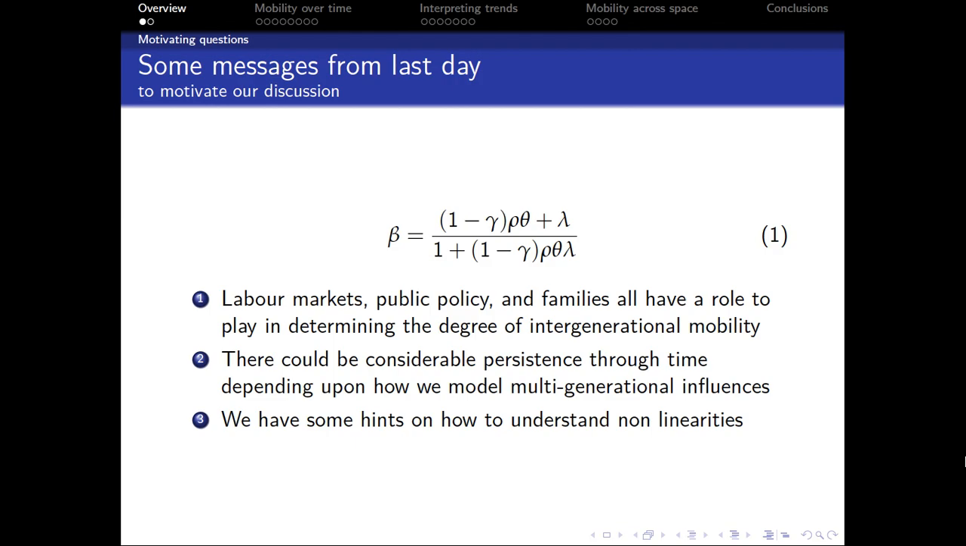And I've hinted in a previous lecture on some results that suggest that beta may be highly nonlinear, much more sticky at the top than at the bottom, and a certain pattern of stickiness in between as well. But we'll leave that for future discussions.